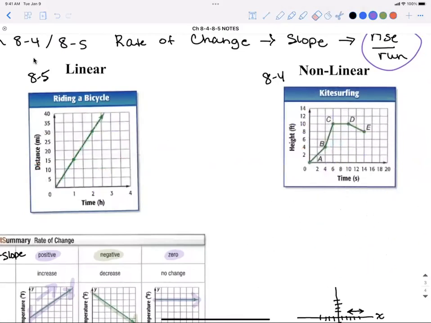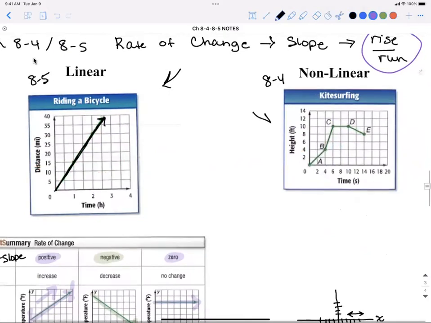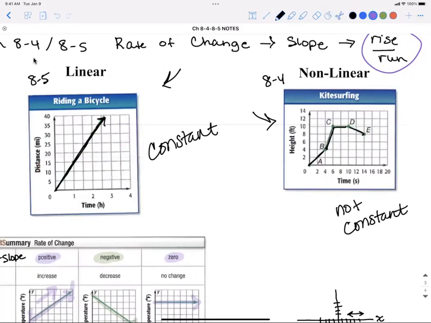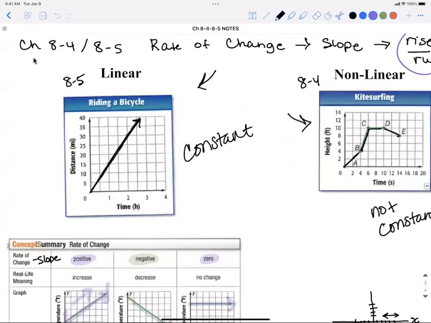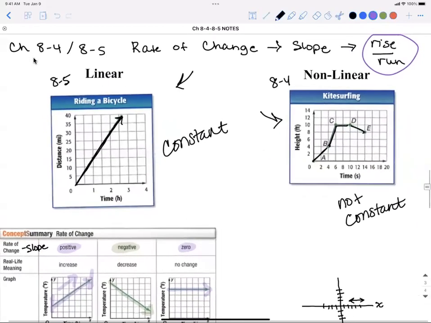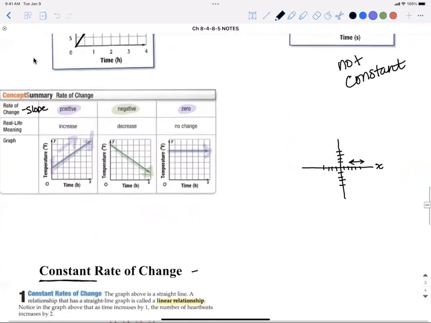Now, if you just look at our example for 8-5, which is here, right? It's linear. It's a constant upswing or a constant incline. The example from 8-4, it's jumpy, right? It's here and then it changes and then it changes and then it changes. This one is considered constant. And this one is considered not constant. Okay, so that's the only difference between 8-4 and 8-5: one, we deal with constant rate of change, and one we look at some graphs with some difference in their rate of change in each section.